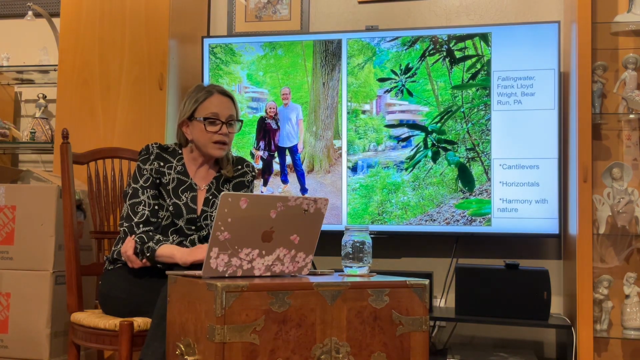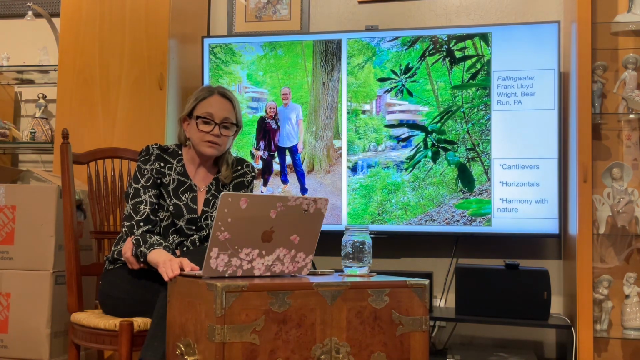And this is Gemini in front of Falling Water. And it's a UNESCO site.